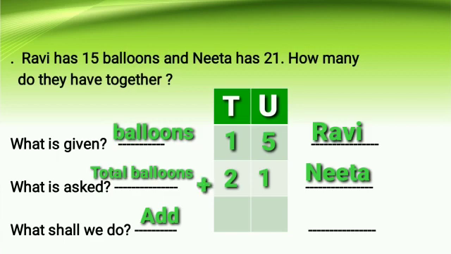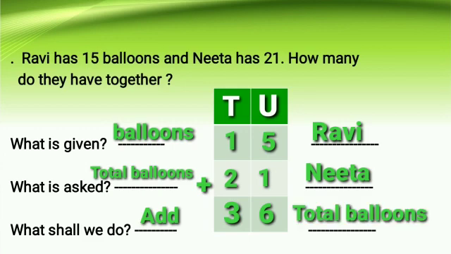Let's add these numbers. We will always start the addition from the units column. 5 plus 1 is equal to 6. Now the tens column. 1 plus 2 is equal to 3. So we have 36 as the total number of balloons.